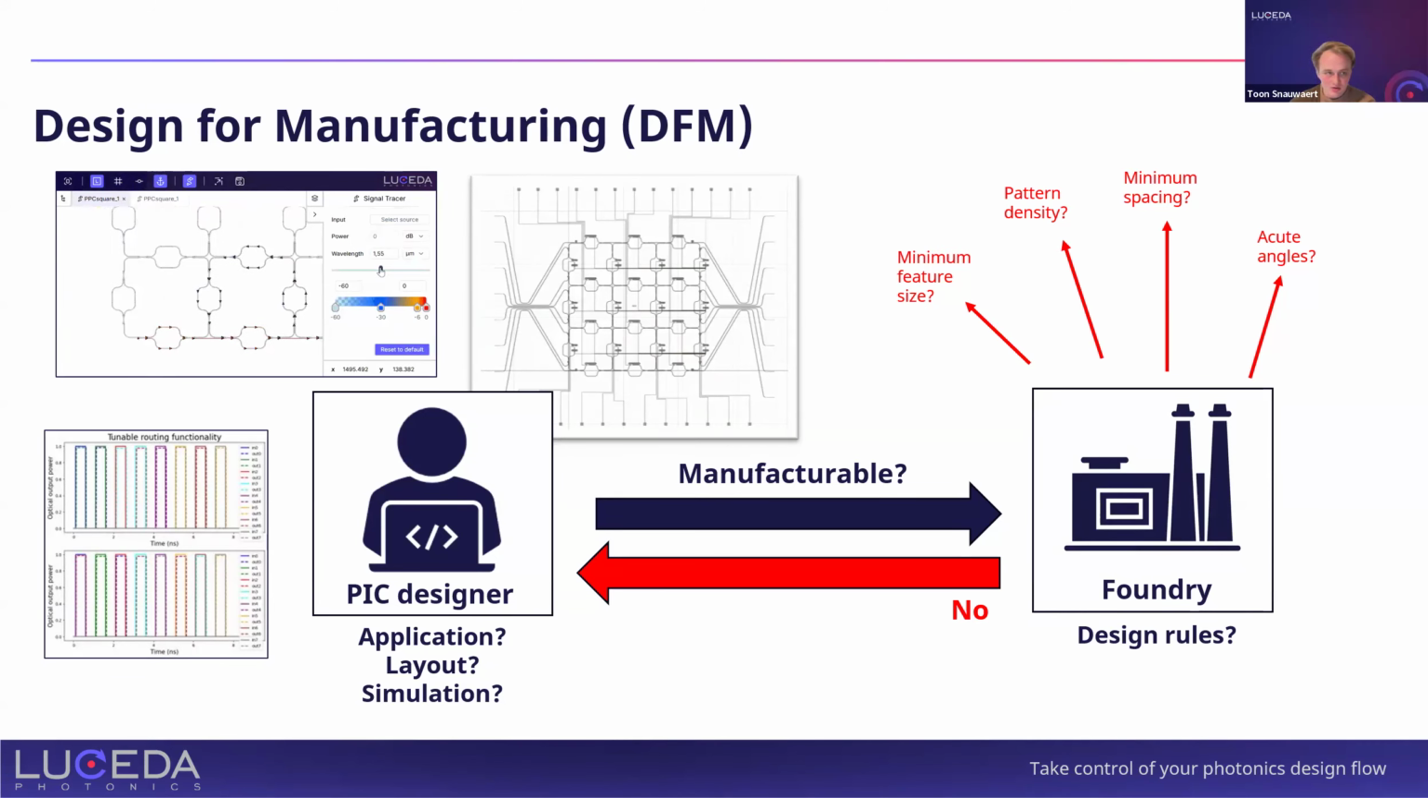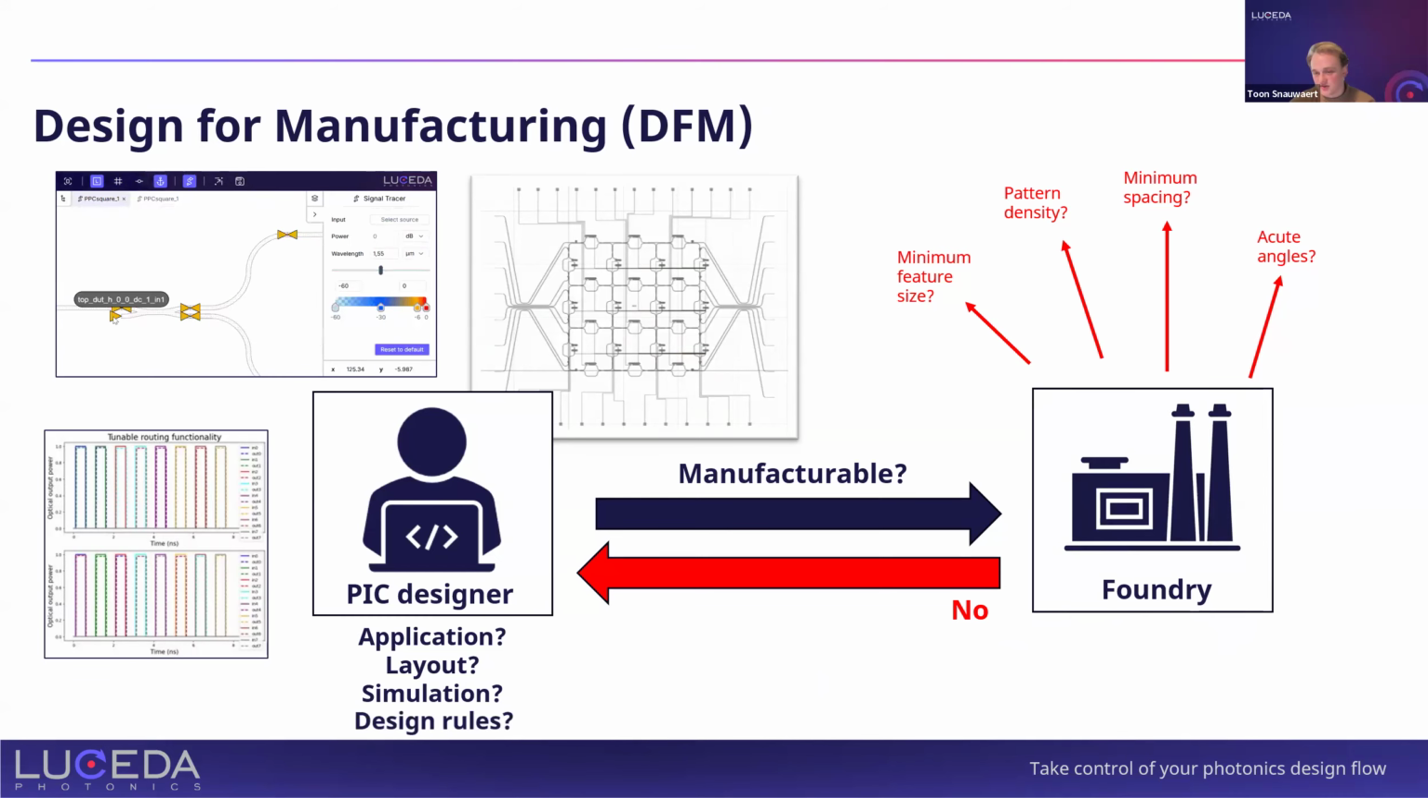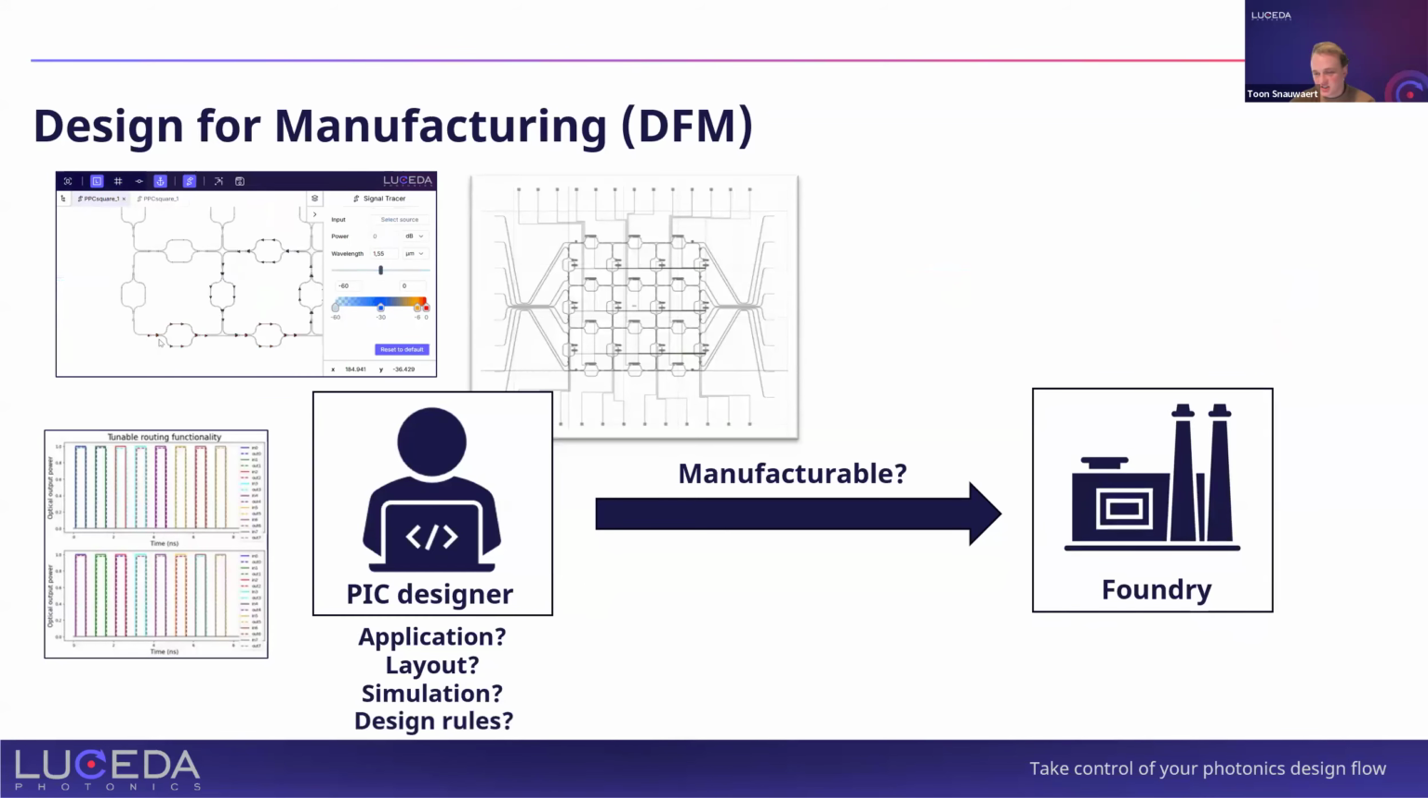In this scenario, the PIC designer did not take a design for manufacturing approach. If the PIC designer would already have taken the manufacturing process into mind while designing the circuit, and if he would have ensured that it already complied to the design rules of the foundry, then after submission, he would be able to eliminate a lot of the communication with the foundry, and the foundry would be able to fabricate the chip within the project deadline.